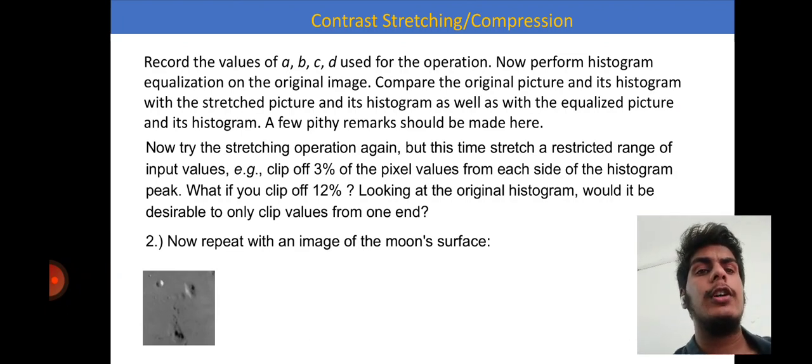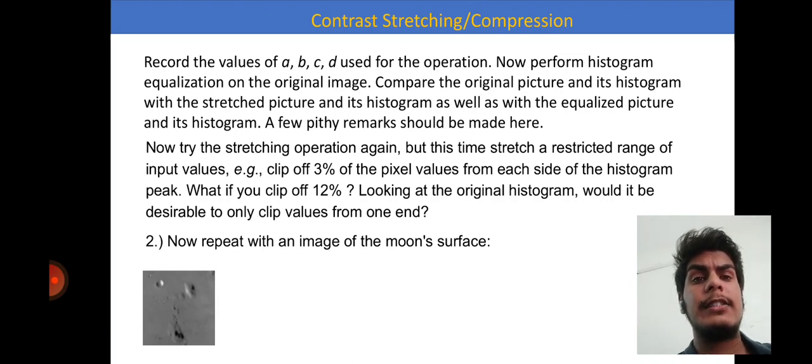Record the values of A, B, C, D used for the operation. Now perform histogram equalization on the original image. Compare the original picture and its histogram with the stretched picture and its histogram, as well as with the equalized picture and its histogram. A few remarks should be made here.